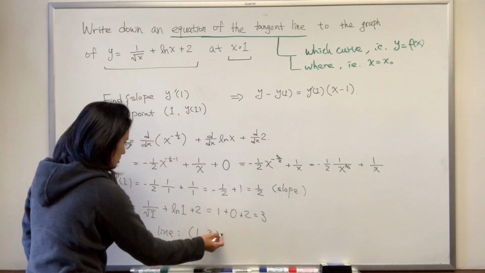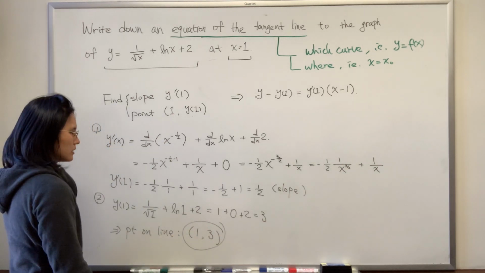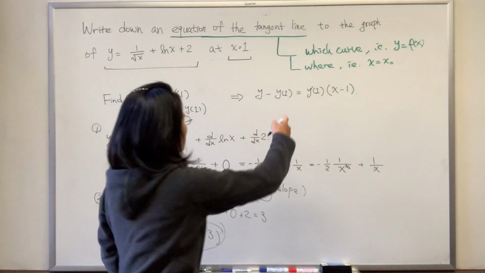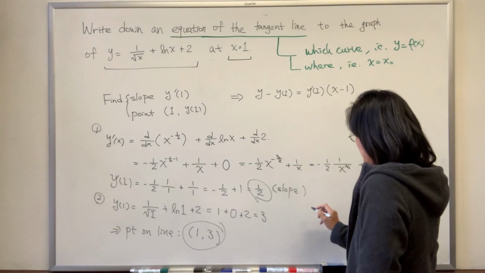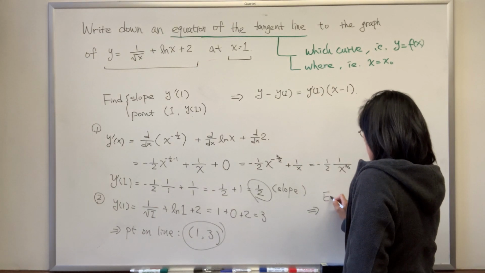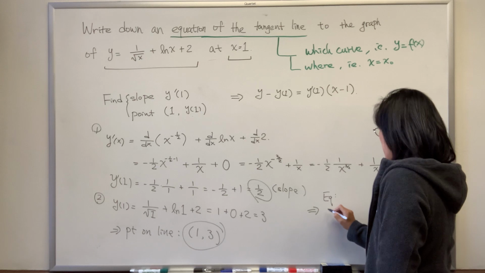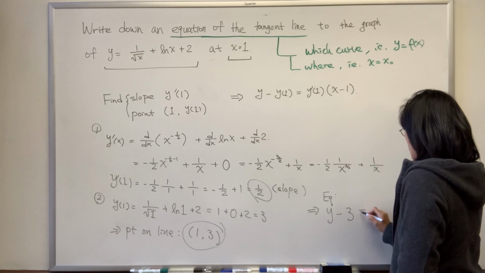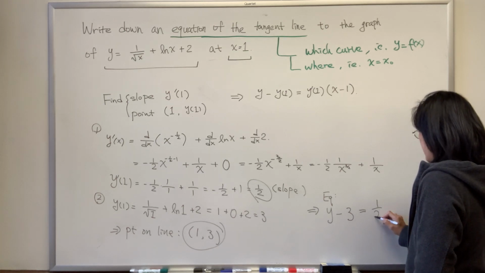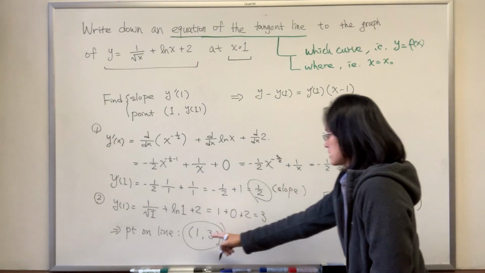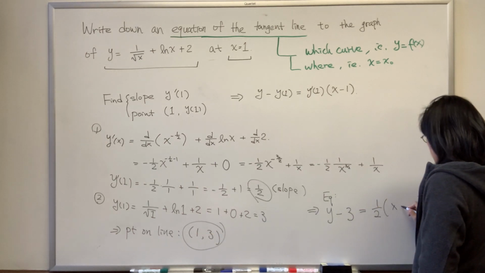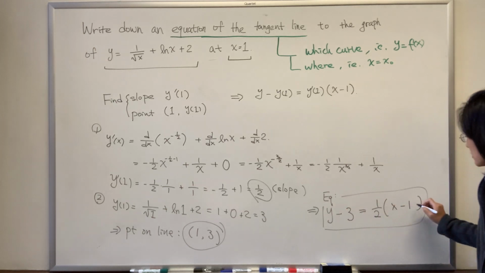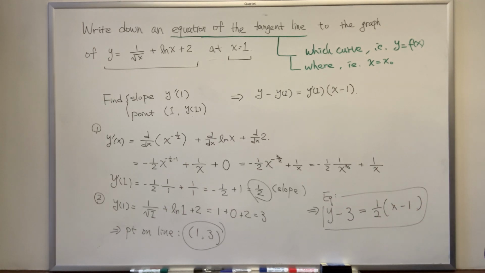Okay. So with the point on the line, and the slope of the line, all we need to do is to put everything together in this form. So the equation will be y minus the y coordinate equals slope times x minus the x coordinate. So that's that. Okay, remember you need to use parentheses, otherwise you're talking about something different.